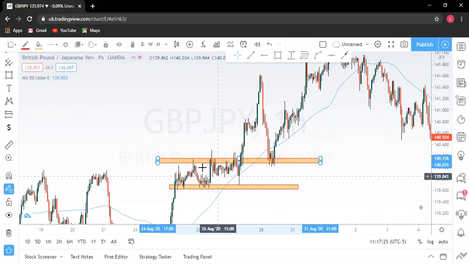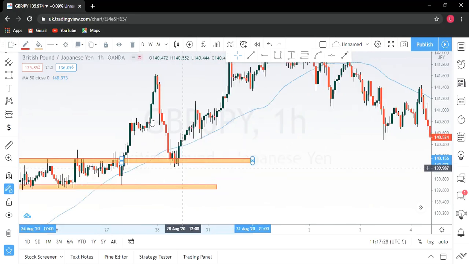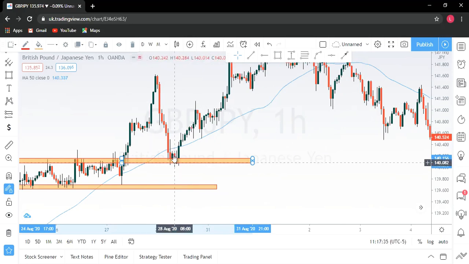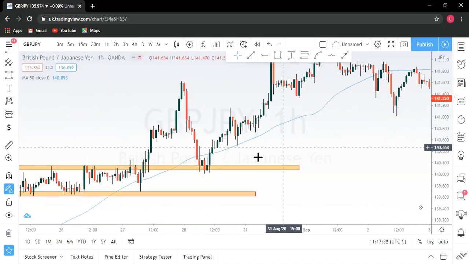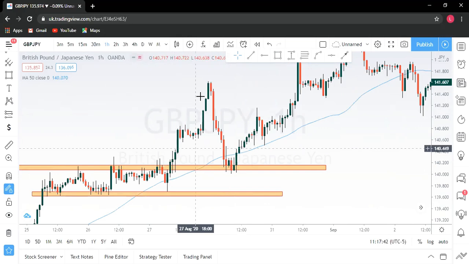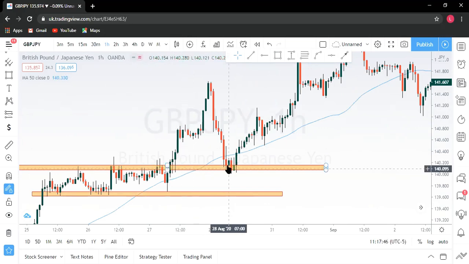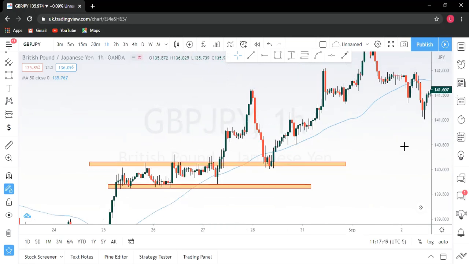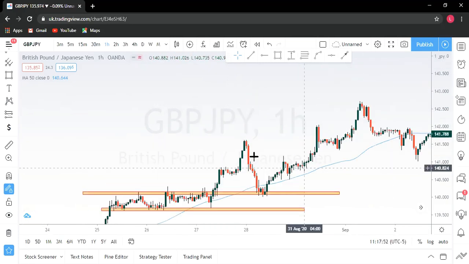So look at it now. They broke it all the way. Then they came back for a retest. Can you see? They came back for a retest. That okay, we've actually broken this resistance, so it has now turned into support. So for them to validate that this has actually turned into support, to give reference to this, they have to come back and test it.